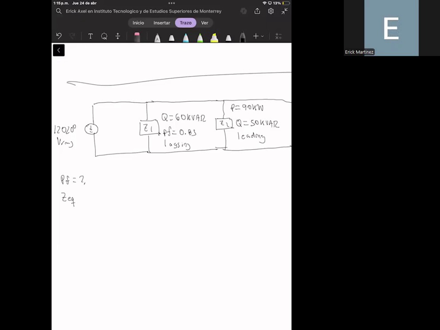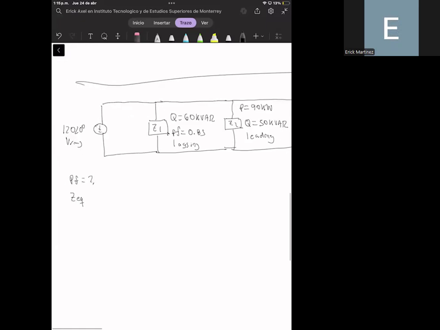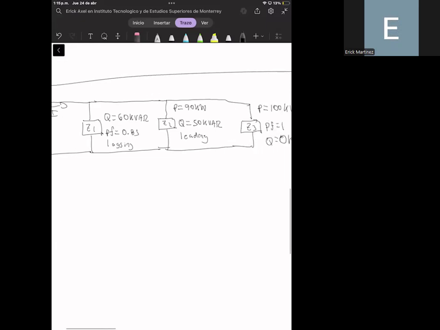The equivalent impedance of the parallel of these three loads, okay? And also we need to know what is the current that is demanded from the power supply. So we need to also know this current that is demanded by each of the loads.